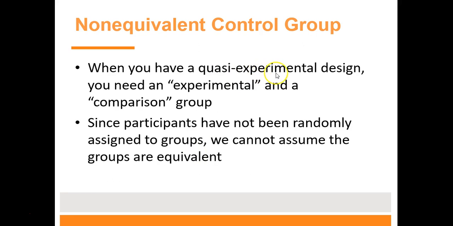So when you have a quasi-experimental design, you need an experimental group and then what we call a comparison group. We don't call it a control group, but a comparison group. Pretty much all of my research is quasi-experimental, where I look at children who have had strokes early in life, compared to children who are typically developing, or children who have a metabolic disorder called cystinosis compared to children who don't have cystinosis. I don't assign them to these groups, they're naturally occurring groups. And since participants have not been randomly assigned to groups, we can't assume the groups are equivalent.